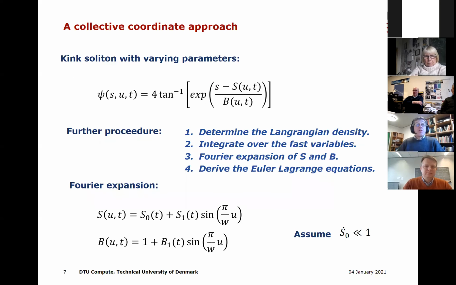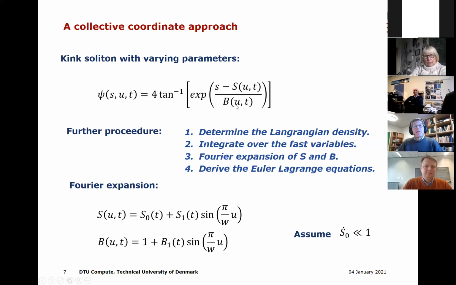The next step is to make a traveling wave ansatz, and there we use the standard kink soliton for the sine-Gordon equation, 4 arctan of the exponential of S minus some function capital S of U and T, divided by B of U and T. S denotes the position of the soliton at time t. It depends now on U, that is the distance perpendicular to the center line of the junction. B describes the width of the soliton.